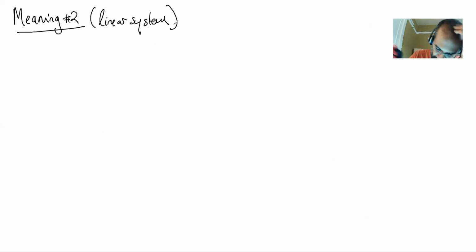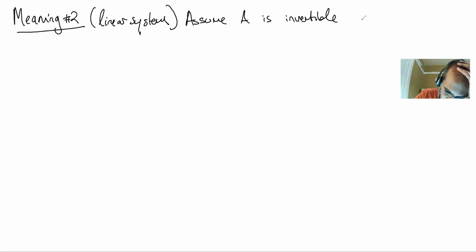Okay, so let's assume you have an invertible matrix with an inverse. So assume A is invertible and it has some inverse, A inverse. Let's assume it's n by n. Only square matrices can be invertible.